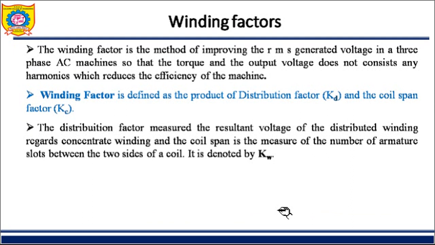On the basis of this, there are two important factors. In your syllabus they directly mention these factors. One is called the coil span factor, and another is called the distribution factor. Winding factor is defined as the product of the distribution factor multiplied by the coil span factor. Distribution factor measures the resultant voltage of distributed winding with regard to concentrated winding, and coil span factor is the measure of the number of armature slots between the two sides of the coil.